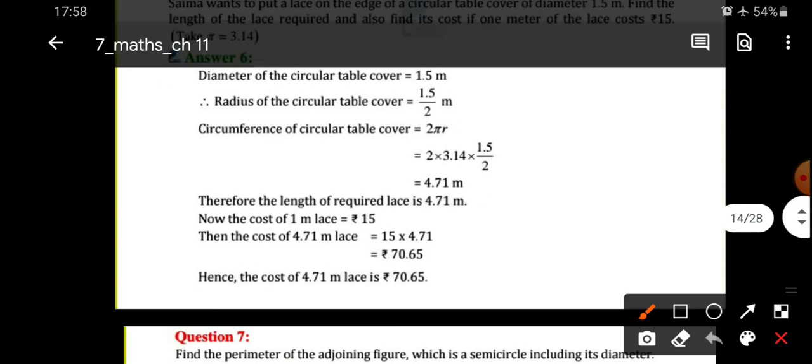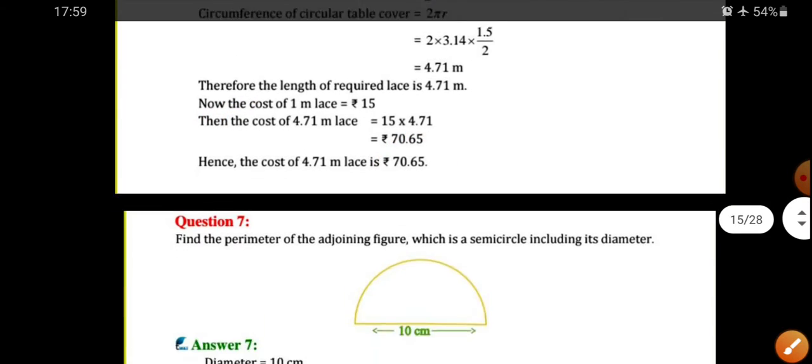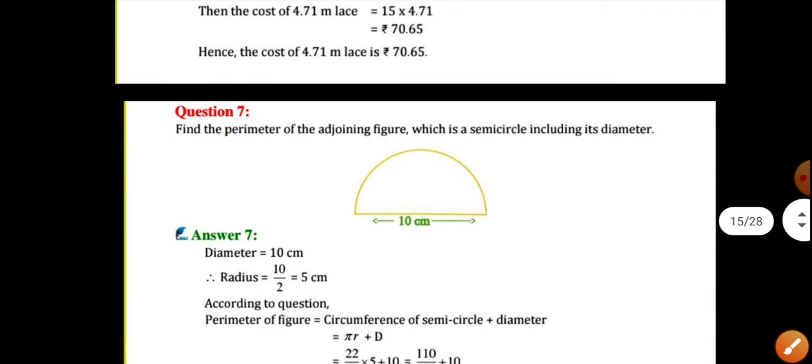Next, the length of required lace is 4.71 meter. Cost of 1 meter is 15 rupees. Then what is the cost of 4.71 meter? Multiply it, so you'll get the answer, that is 70.65 rupees. Seventh one, find the perimeter of the adjoining figure, which is a semicircle including its diameter.